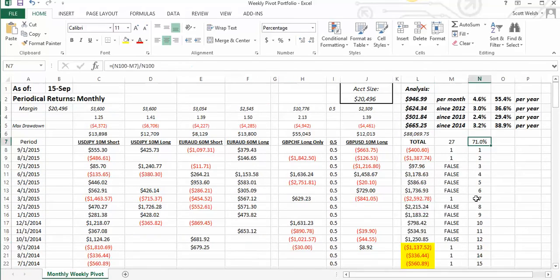However, in total, you're going to win 71% of the time on an end of month basis. This is a pretty good portfolio. The bottom line is, I love portfolio trading. It diversifies your risk, meaning less losing months, and you make a whole bunch more money.